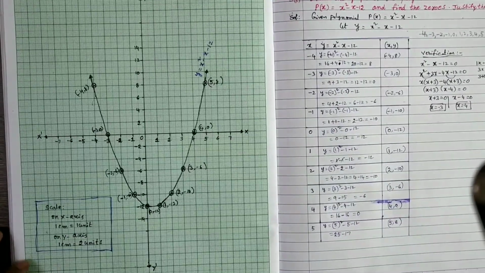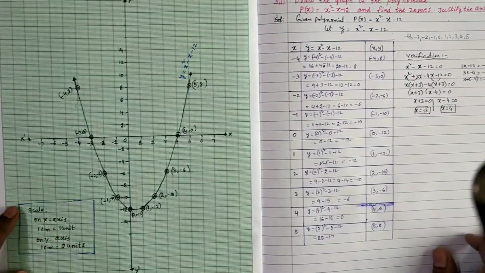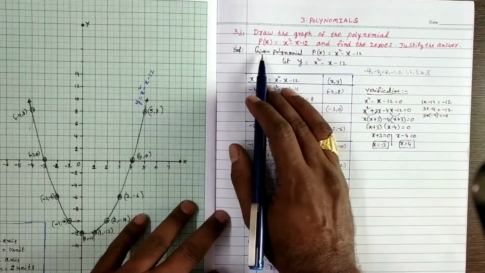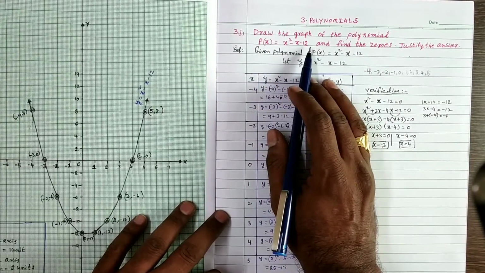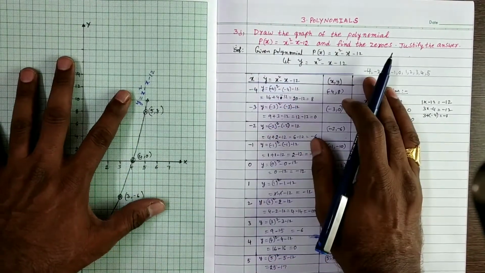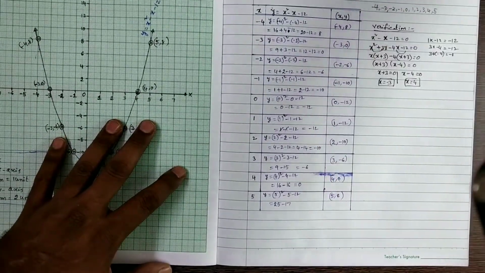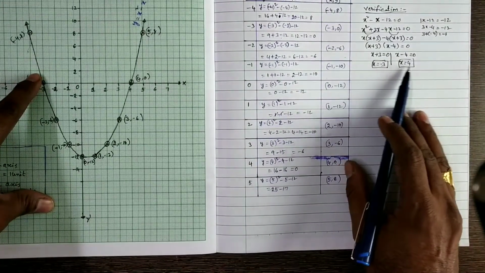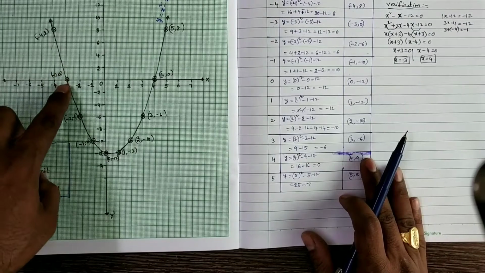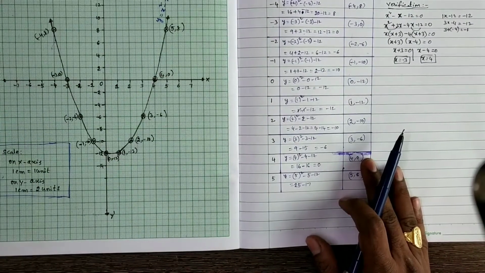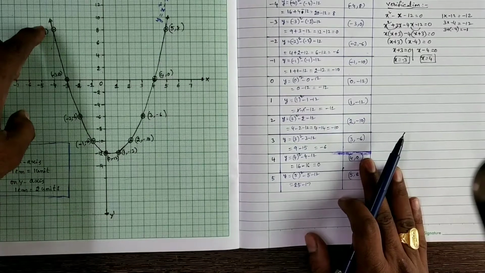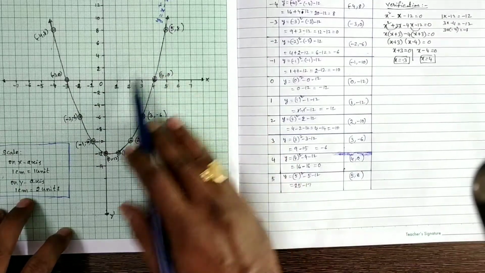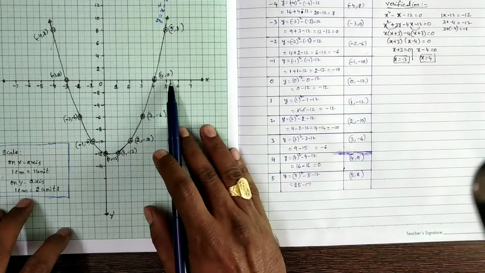So the graph portion is completed, and the problem is not completed. Draw the graph of the polynomial p of x is equal to x square minus x minus 12 is completed, and find the zeros, it is not completed. How can we find the zeros? Here, what are the zeros by verification? Minus 3 and 4. In the graph, where are minus 3 and 4? Here, the graph intersects the x-axis at minus 3 comma 0 and 4 comma 0.